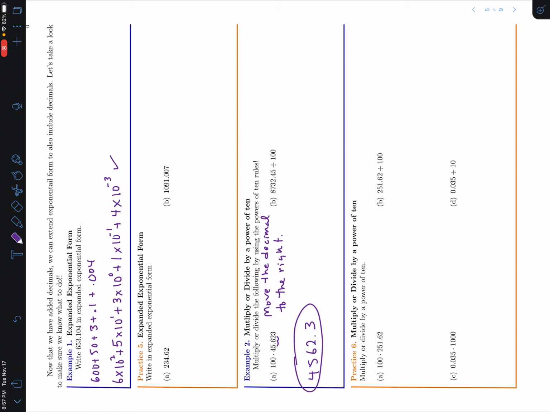All right, so in this case, when we're dividing by something that's 100, we're going to move the decimal to the left because, again, we're trying to make it a smaller number.